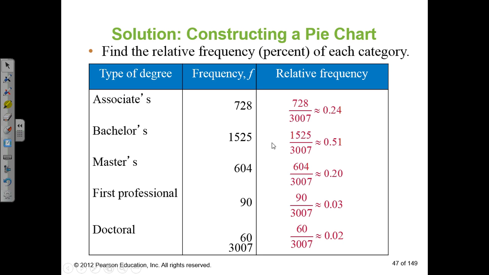We want to take this and split. If you add this up, this will add up to 100%, or 1 as written in the relative frequency. And so we expect about a quarter of the pie to be here, and about a half of the pie to be separated for the bachelor's degrees.